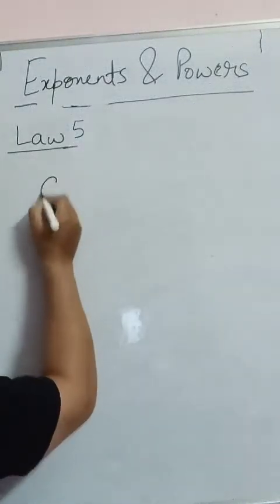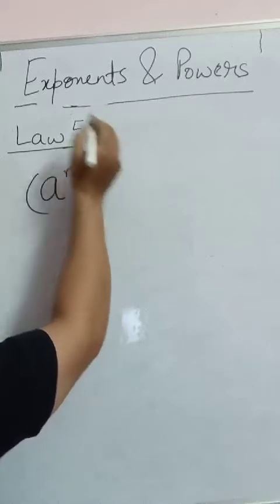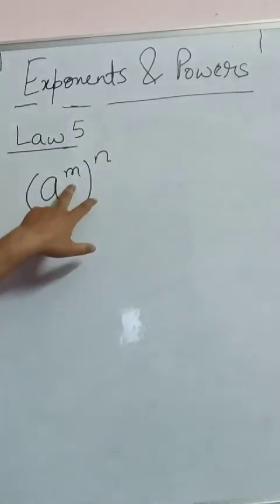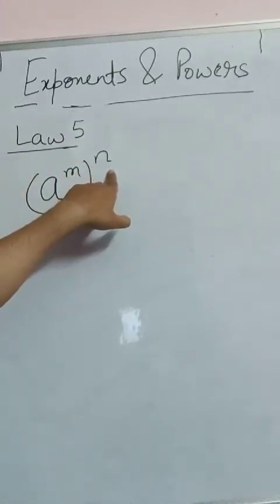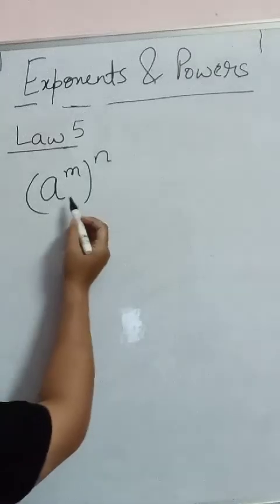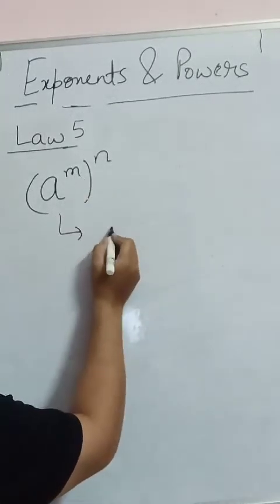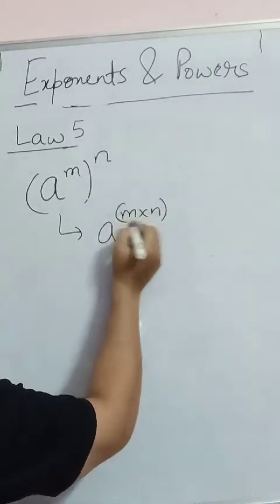Law number 5 is about a number raised to a power, and this complete thing is again raised to another power. So we have a base which has an exponent m, and the complete thing has another exponent which is n. Now you need to understand it as a power of a power. In this situation, what happens? The base remains the same and the powers get multiplied. So this is how it goes.